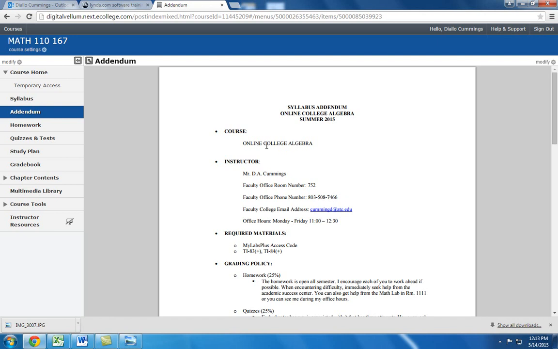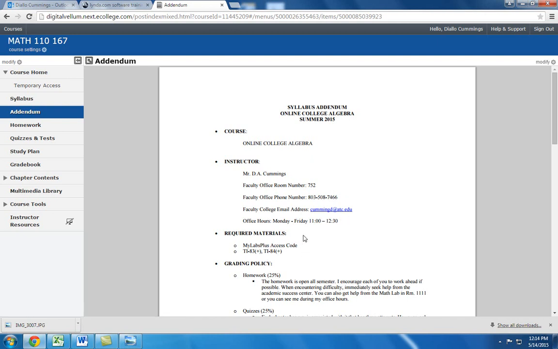and the Addendum gives more specific information, and it also tells you how your final grade is determined. And this is Math 110, this is Online College Algebra. I'm your instructor, Mr. Diallo Cummings. My office is located in room 752. My office phone number is 803-508-7466, and here is my email address. My office hours are Monday through Friday from 11 to 12:30.